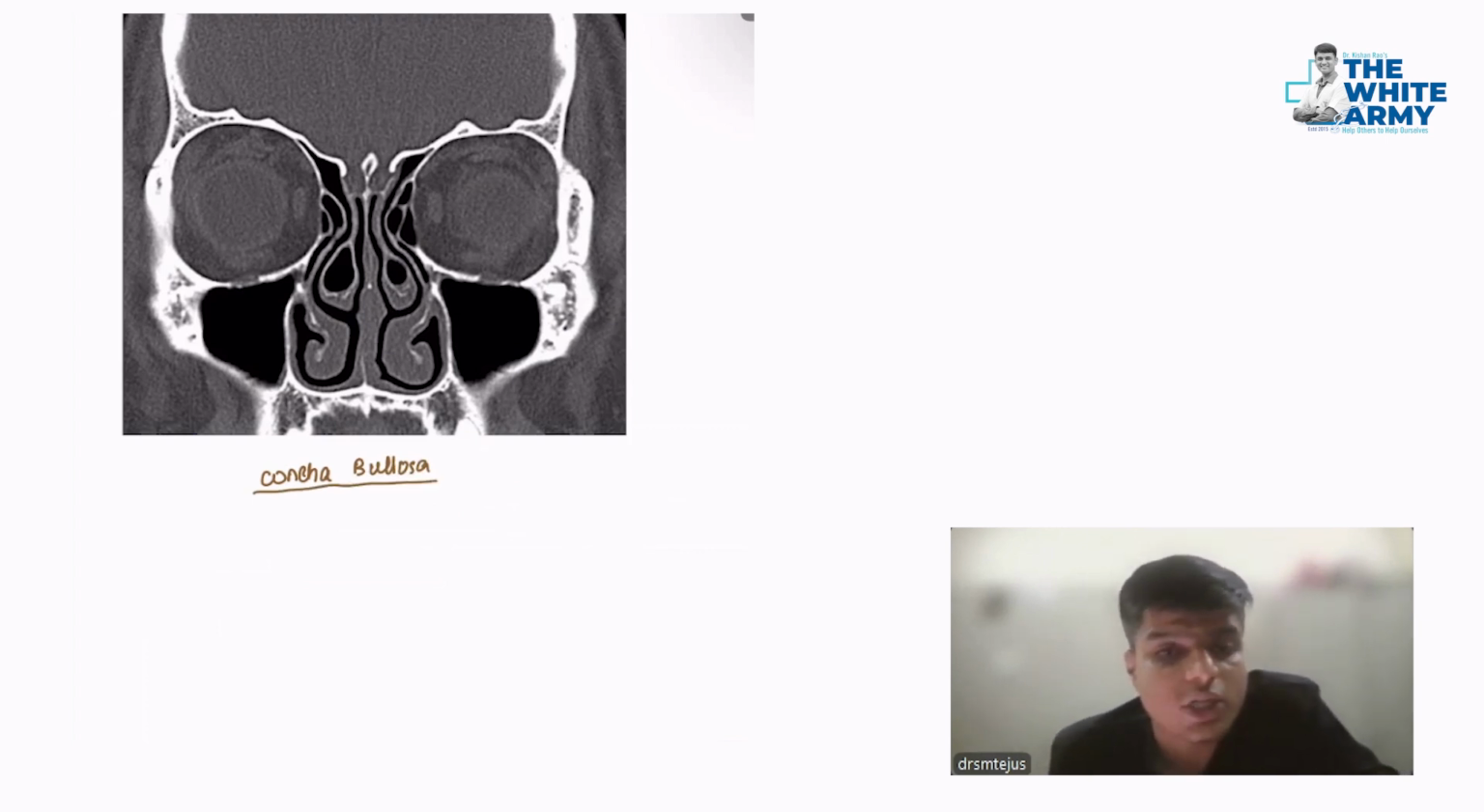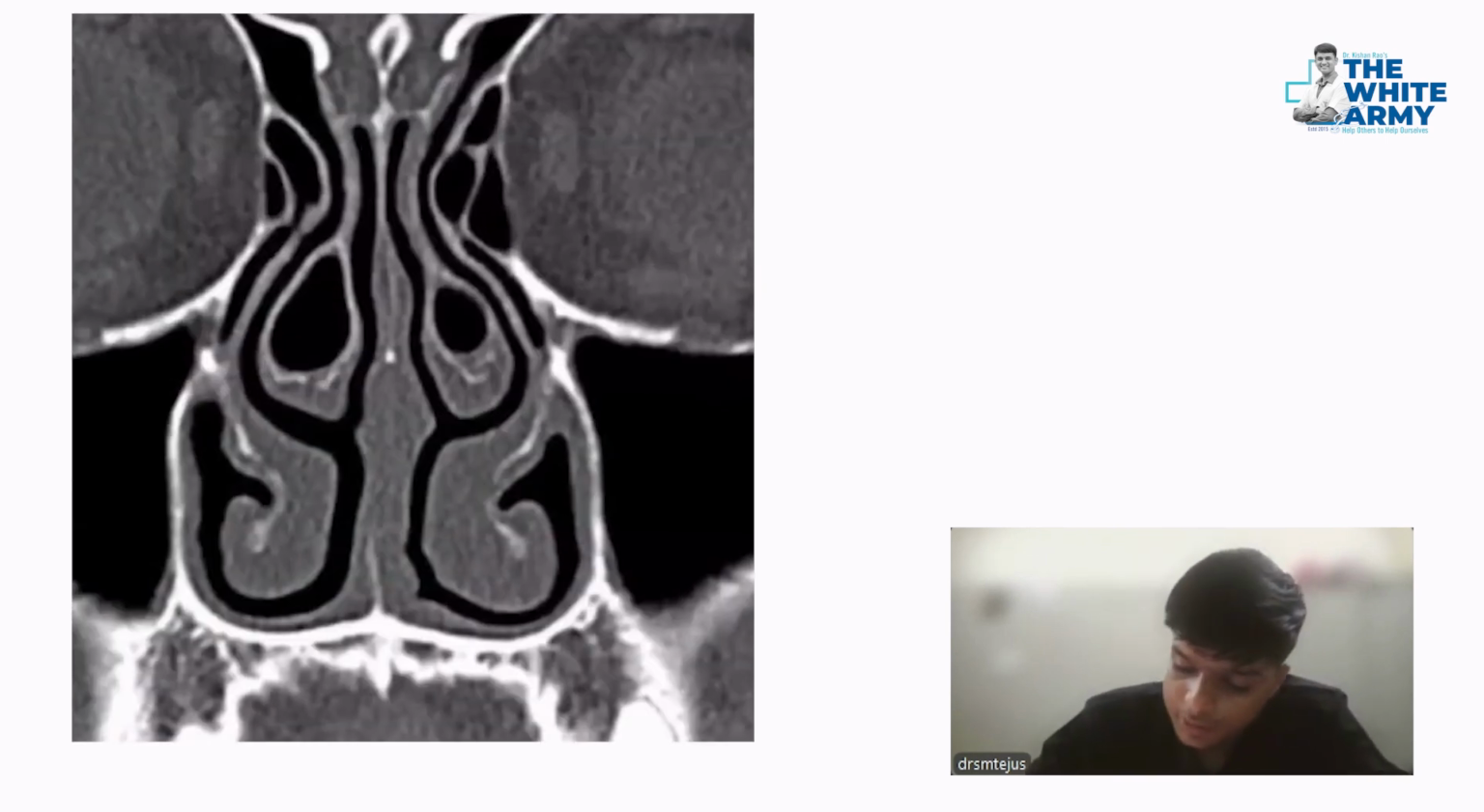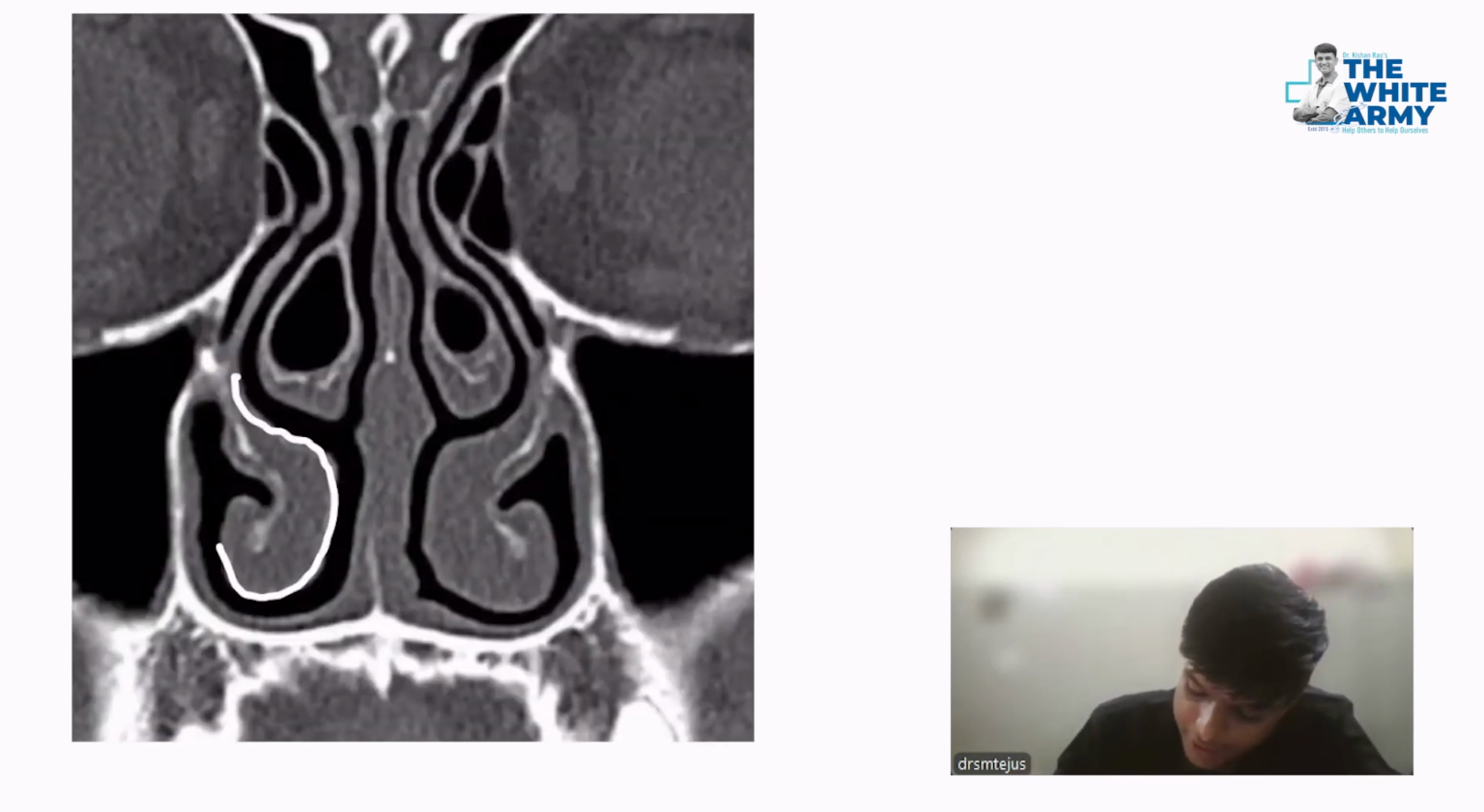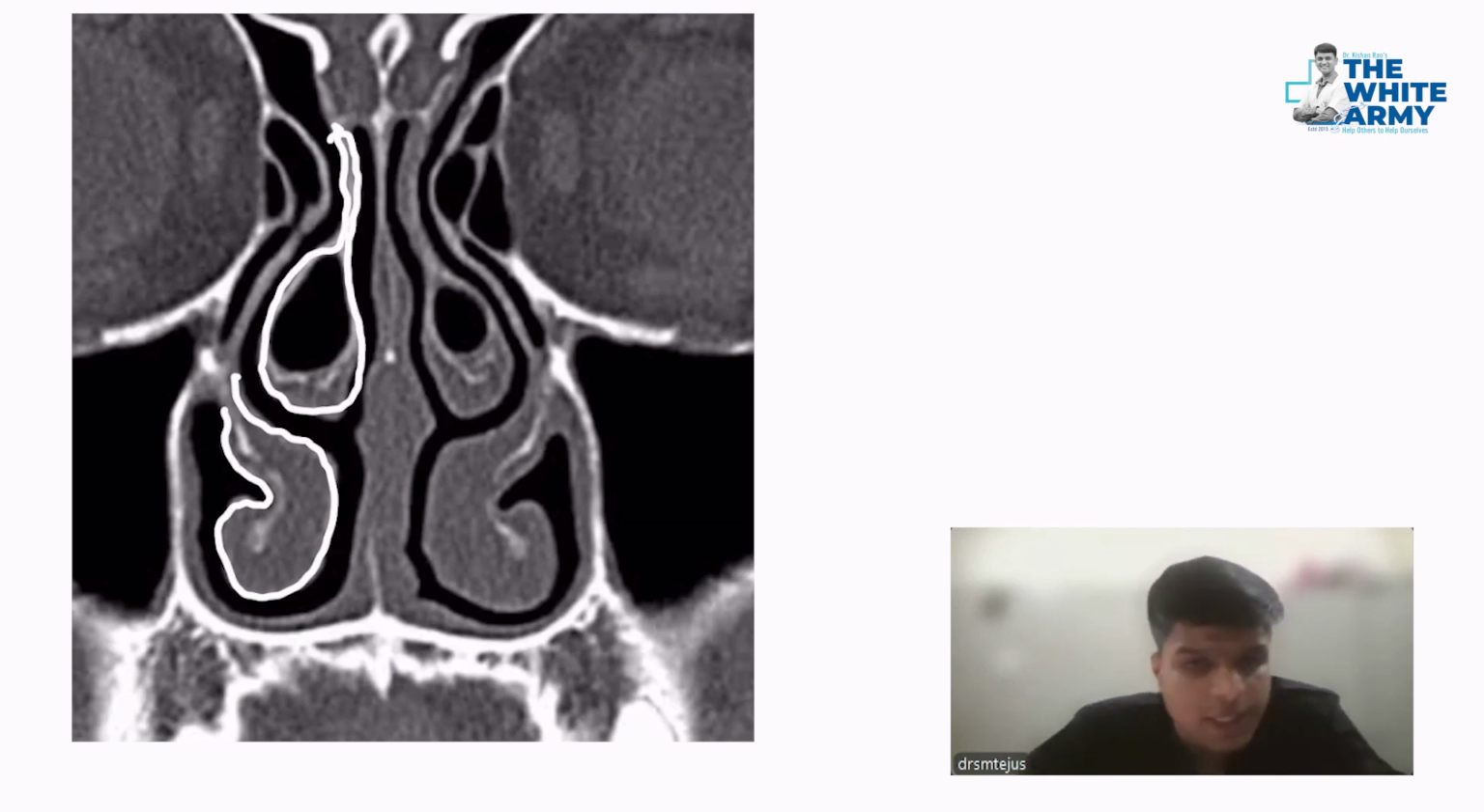Concha bullosa is nothing. It's not an air cell. It's not an ethmoidal air cell. Normally, if you can observe here, this is our inferior turbinate, and this is our middle turbinate. Usually, turbinates are solid structures. It's bone. It doesn't have any hollow within it.